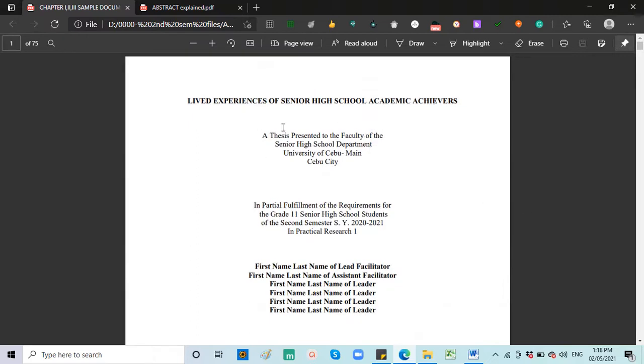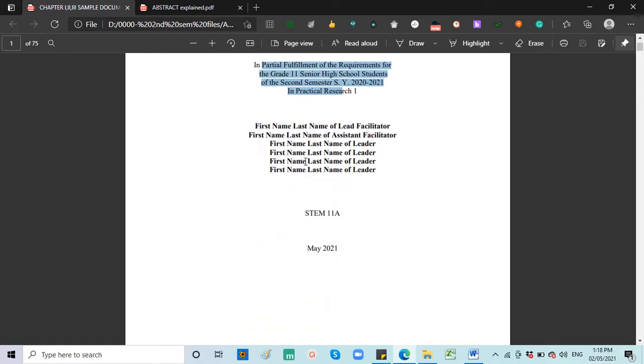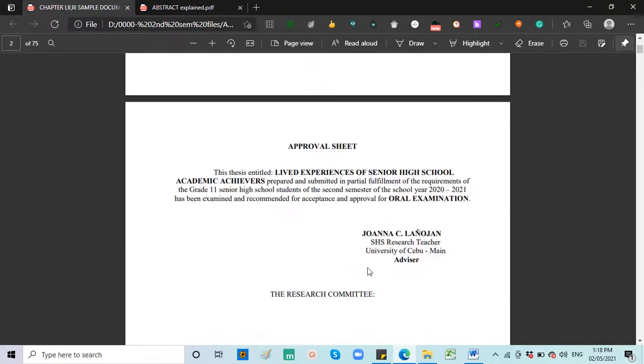First page is your title page. The title should be there, a thesis presented to, partial fulfillment of, and your names in the group, your section, followed by May 2021, which is the schedule of our oral defense.